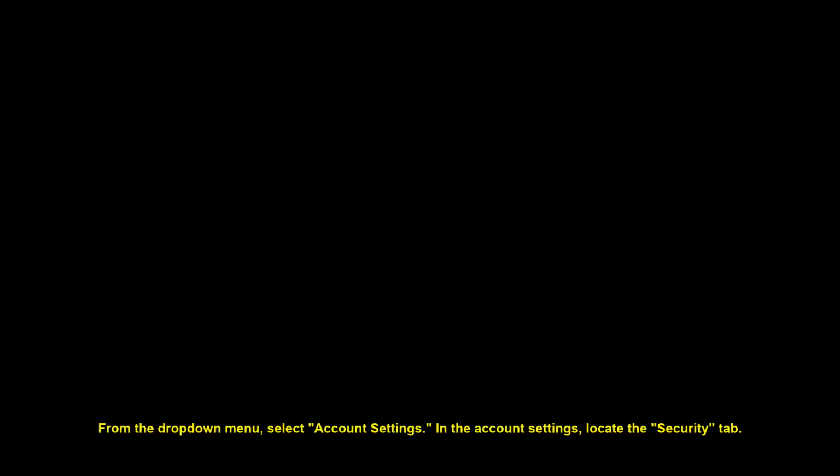In the Account Settings, locate the Security tab. Click on the Security tab to open the security settings. Enable two-factor authentication by clicking the option provided. Follow the prompts to link your authentication app or phone number. Next, go back to the Account Settings menu.